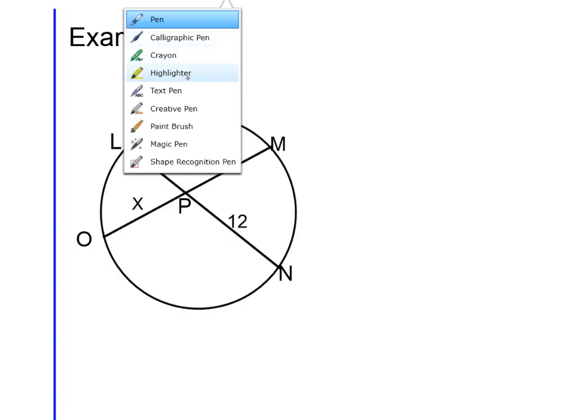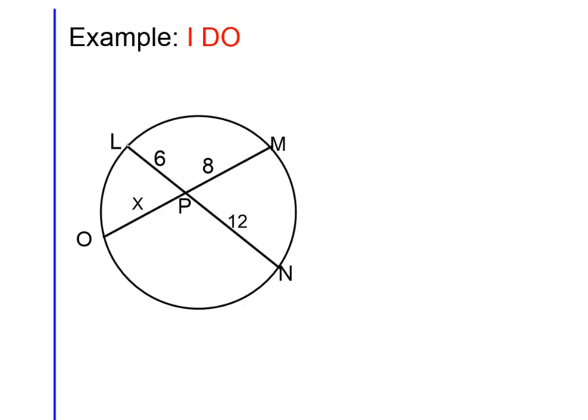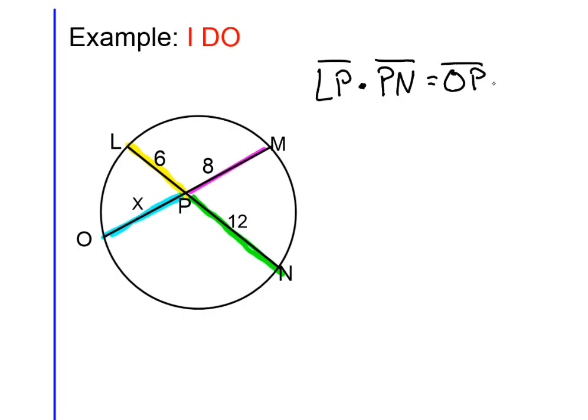I'm going to first identify the pieces I want to multiply. We're going to multiply LP by PN, and we're going to multiply OP by PM. So what it would look like written out as a formula: LP times PN is equal to OP times PM. Let's plug in the values we have. LP is 6, PN is 12, OP is our x, and PM is 8.